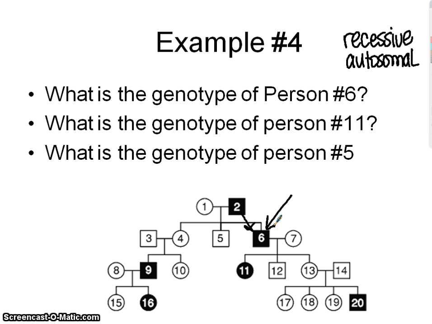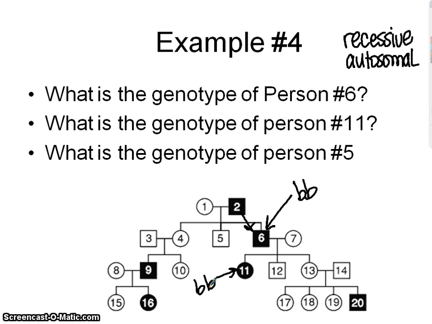It's autosomal, so there's no X's and Y's. The genotype, right. So he would be little b, little b. And person number 11, still little b, little b. Everybody colored in black in this case.